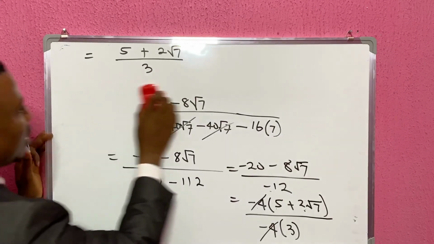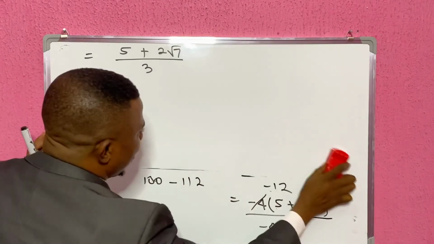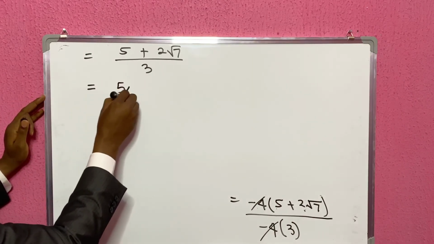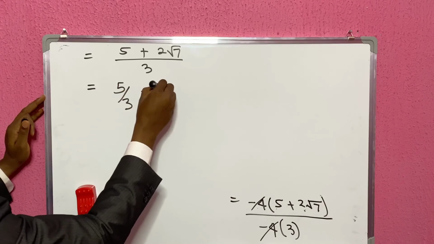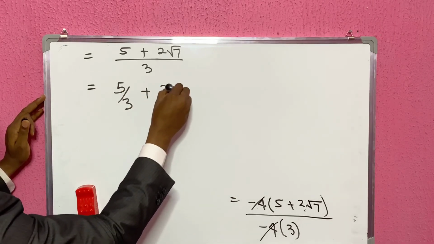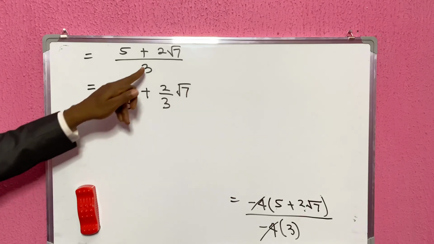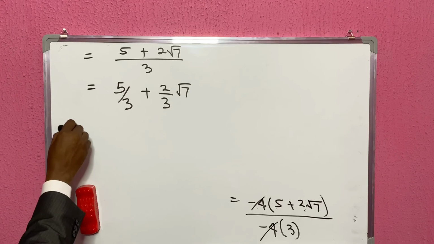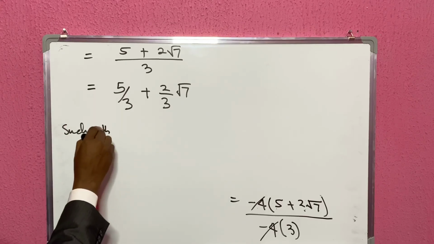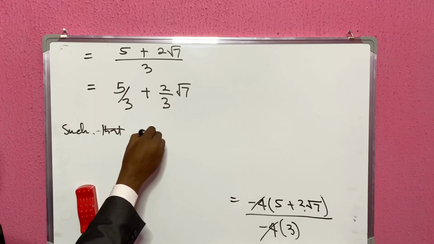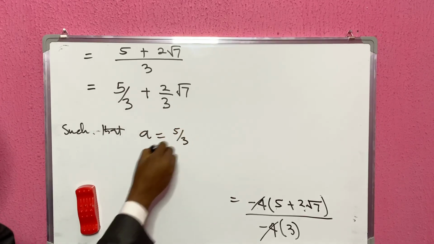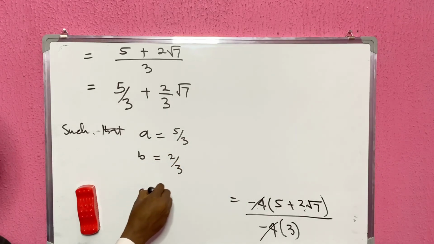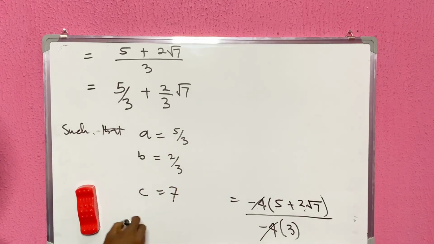Remember what we said in division of fractions. This will enable us to have 5 over 3 plus 2 over 3 root 7. So the 3 will divide here and divide here to give us this, such that a is 5 over 3, b is 2 over 3, and c is 7. That's our final answer.